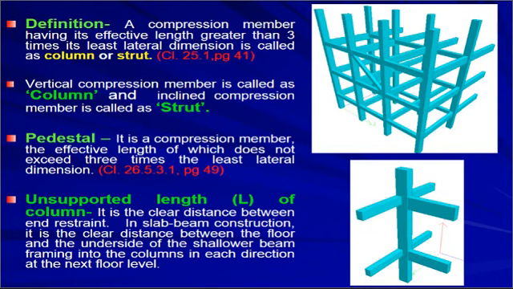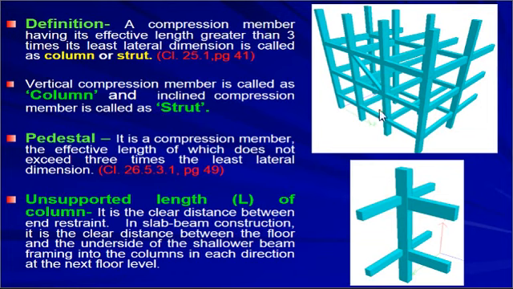A compression member having its effective length greater than 3 times its least lateral dimension is called a column or strut. So in general, vertical compression members are called columns and inclined compression members are called struts.